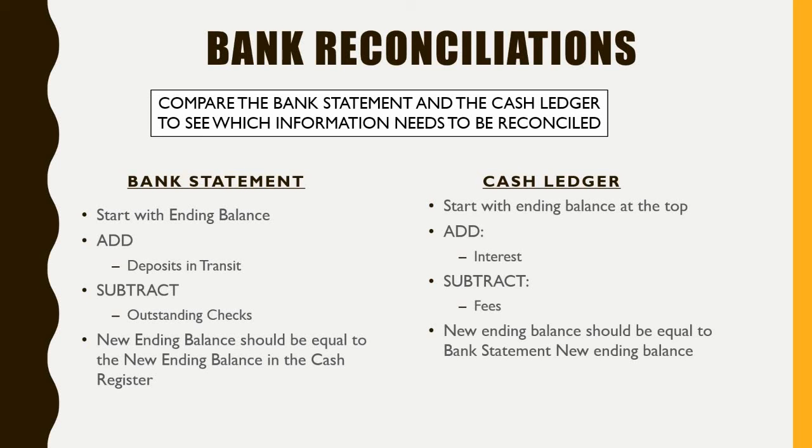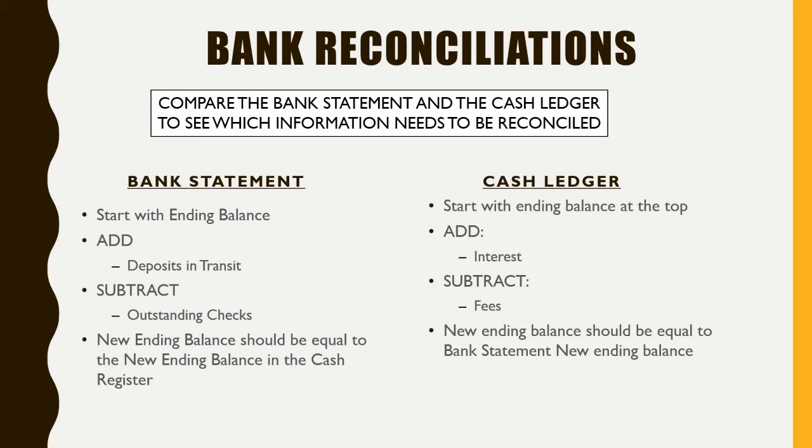From there, you're going to get a new ending balance, which should equal your new ending balance on your cash ledger. So from the bank side, we start with our ending balance, we add our deposits and subtract our checks that haven't cleared yet, and we get a new balance. On the ledger side, we know that we've written all the checks. We know what we deposited, but what we don't know is how much the bank actually charged us, or what interest we have collected from the bank.